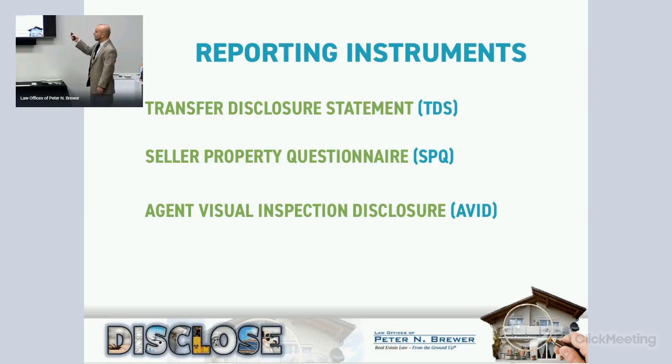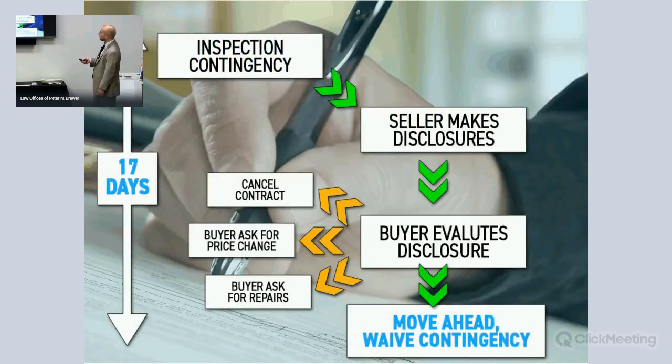The transfer disclosure statement, that's the homeowners disclosure statement under section 1102. The seller property questionnaire, again, is related to the transfer disclosure statement, another vehicle for the seller to make his or her disclosures. And then the agent visual inspection disclosure, or the AVID, as it's commonly called. And that is the disclosure provided by both agents in the real estate transaction that provides disclosures of what the agent observes while at the property, or any other known material defects affecting the property. So those are your big three.